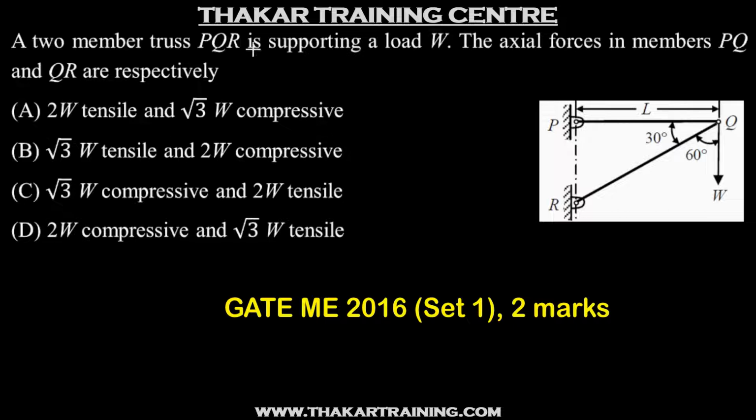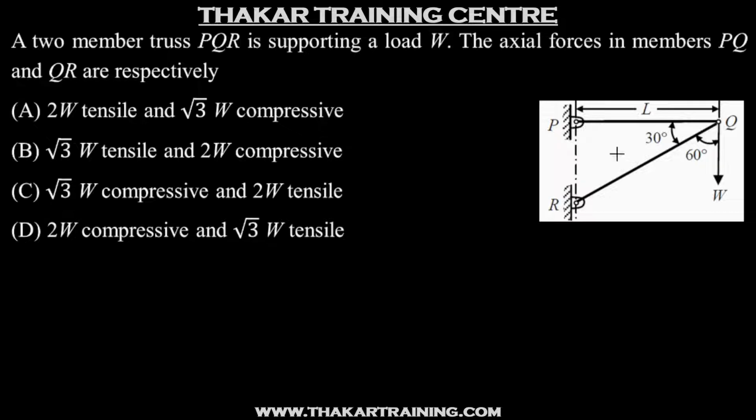A two-member truss PQR is supporting a load W. The axial forces in PQ and QR are respectively... So a very similar looking question to the question we have just solved. This is a force W which is given to us. We have to find out the forces in these two members. So once again we will have three forces at this joint.